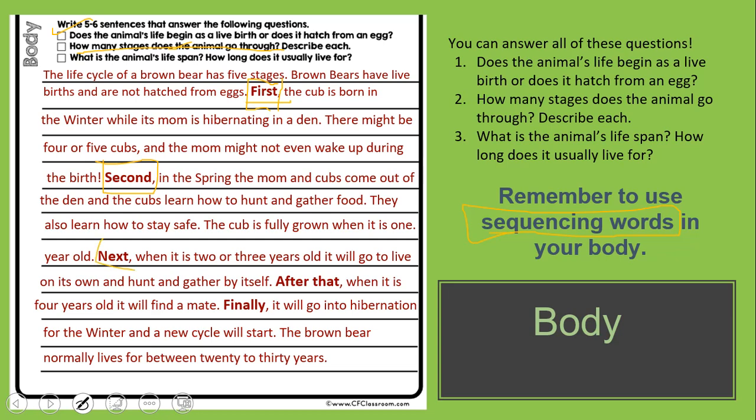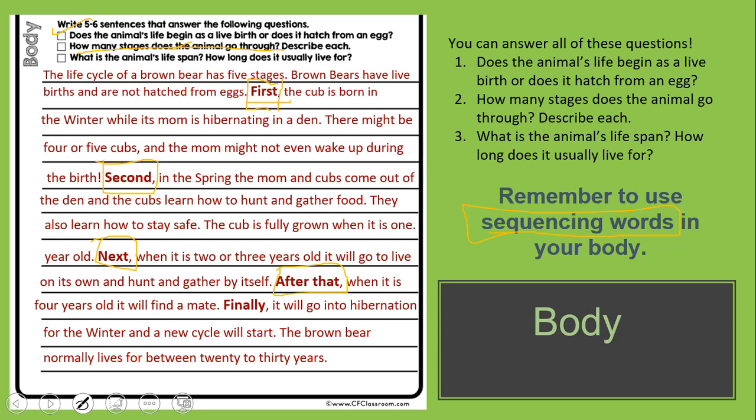Then we have the third stage. So Miss Julia has used the word next. You could use the word third. It's up to you. Remember, you have your list of sequencing words. When it is 2 or 3 years old, it will go to live on its own and hunt and gather by itself. Okay? After that, when it is 4 years old, it will find a mate.